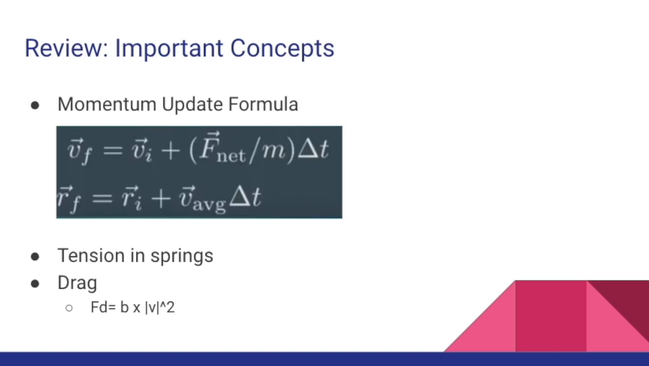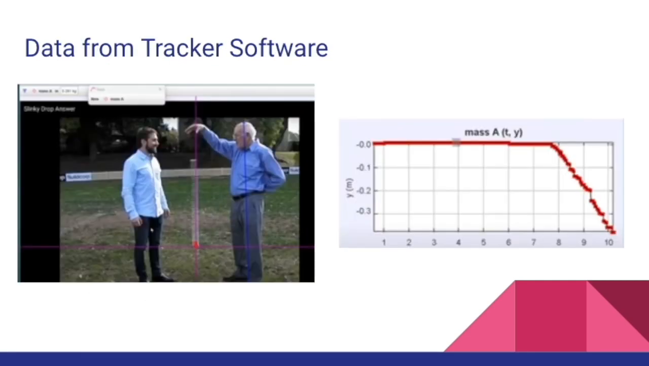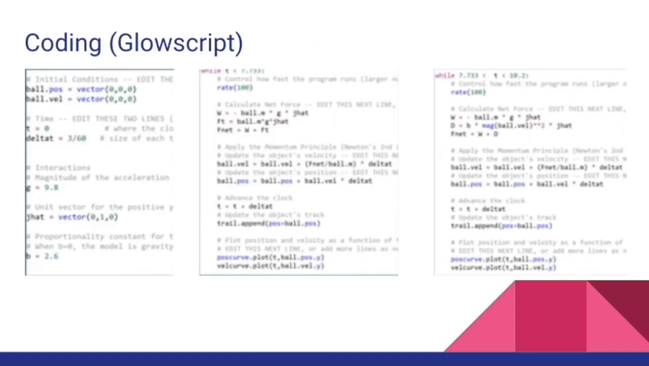with its corresponding formula. So first, I started with the Tracker software and I decided to put the origin at the bottom of the slinky and track the motion from there. Then I modeled this in the GlowScript code, in which I set the position of the bottom of the slinky at the origin, and the velocity of the bottom of the slinky was also 0. And finally, the drag coefficient was set to 2.6.